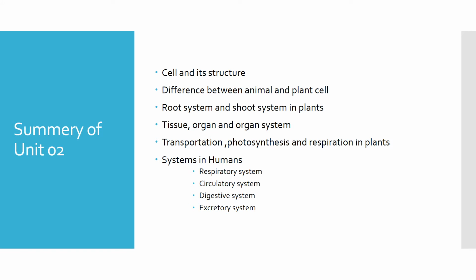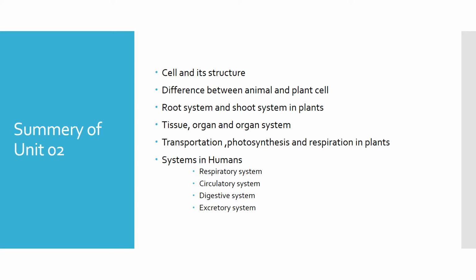Here is a summary of unit 2. First of all, what is meant by structure, and what is its structure? What is the difference between animal and plant cells? We will discuss the two systems in plants, the root and shoot systems. The next is what is meant by tissue, organ, and organ system.